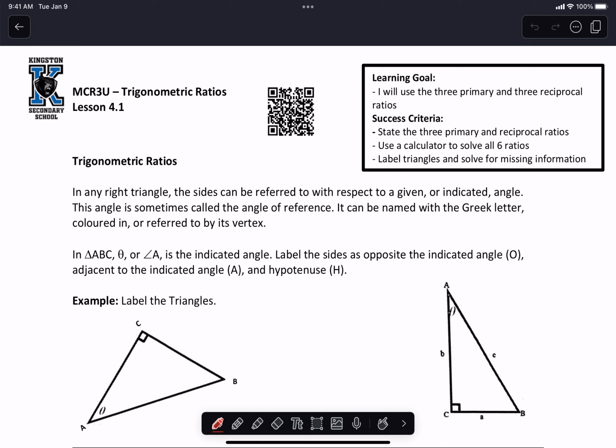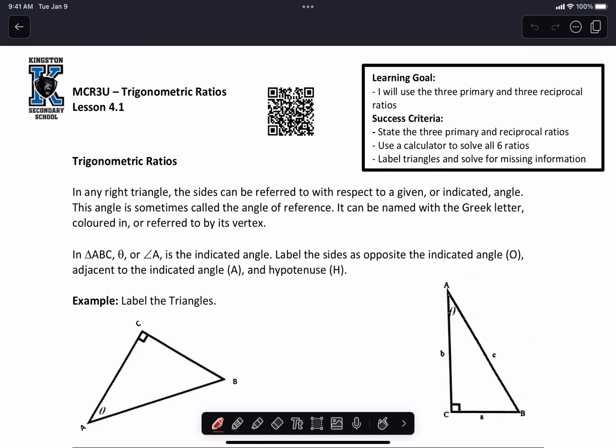So, trigonometric ratios. In any right angle triangle, the trig ratios only work if there's a 90-degree angle in the triangle. The sides can be referred to with respect to a given or indicated angle. The angle is often called the angle of reference, and it could be named with a Greek letter or colored in, or referenced by its vertex.